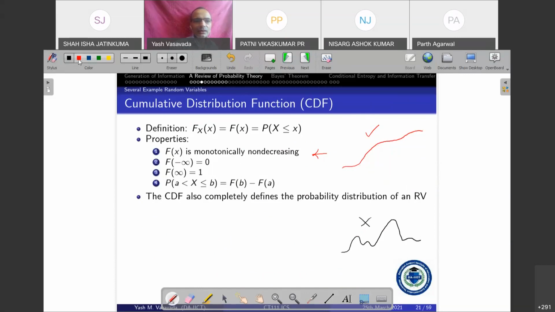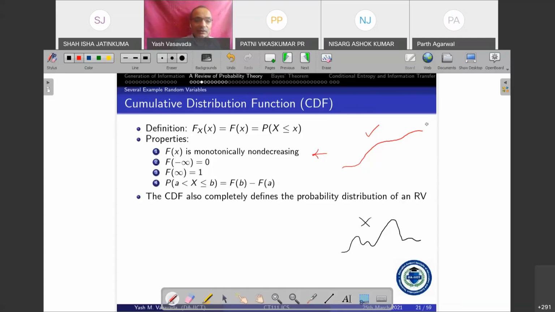Those of you who like to spend time with the stock market, you may be thinking that it would be nice if the stock market also behaved like this, but apparently not. Stock market behaves more like this black curve, whereas CDF never decreases.